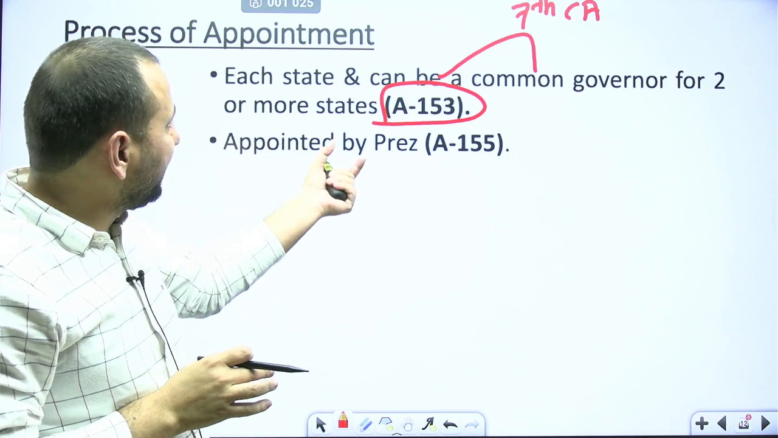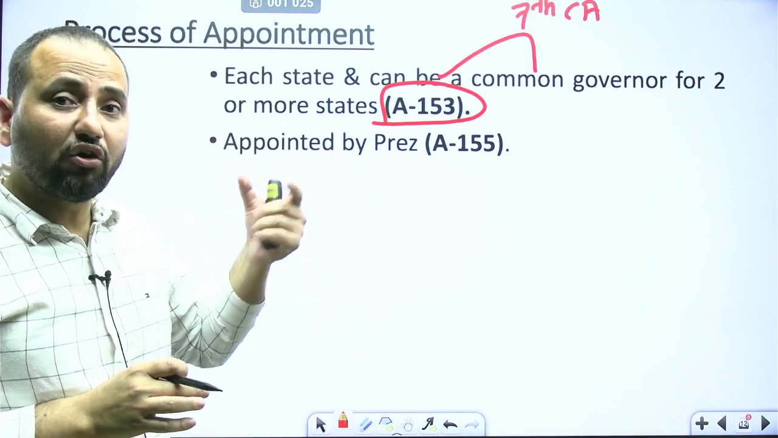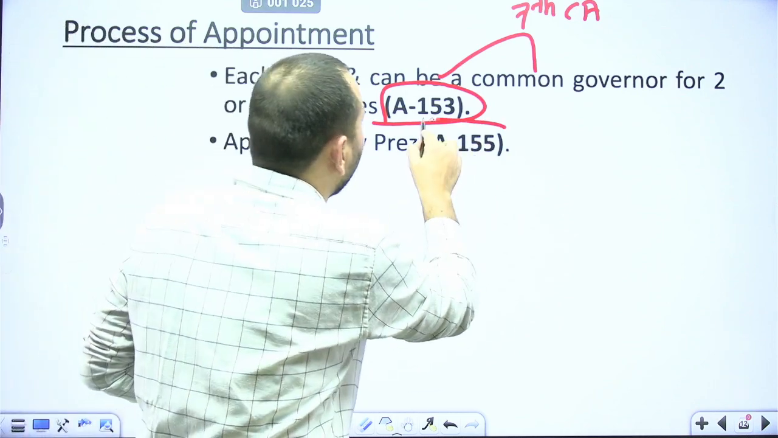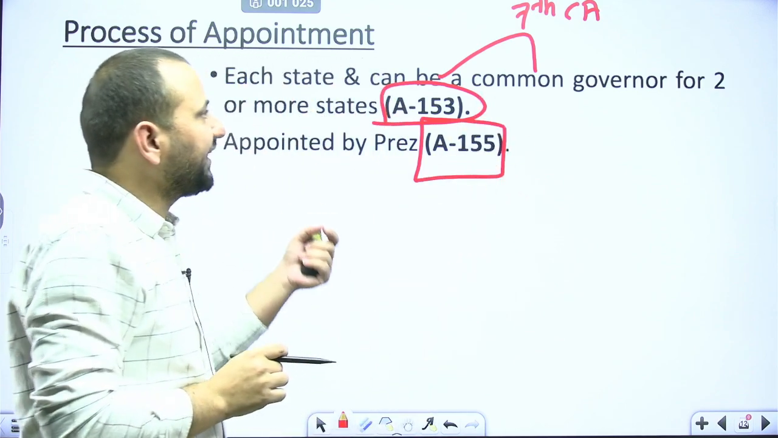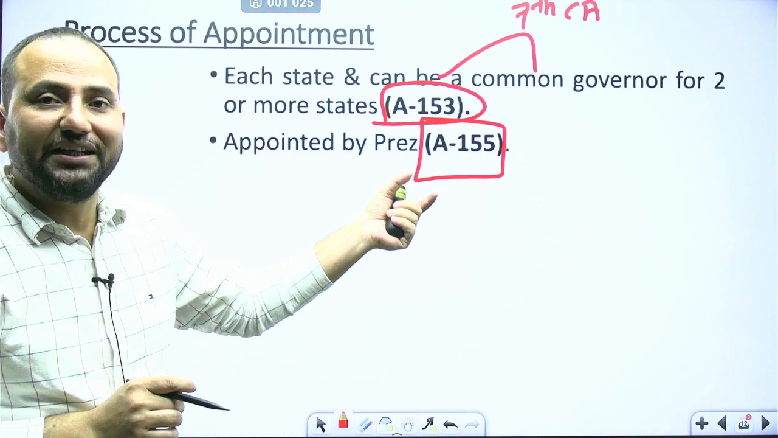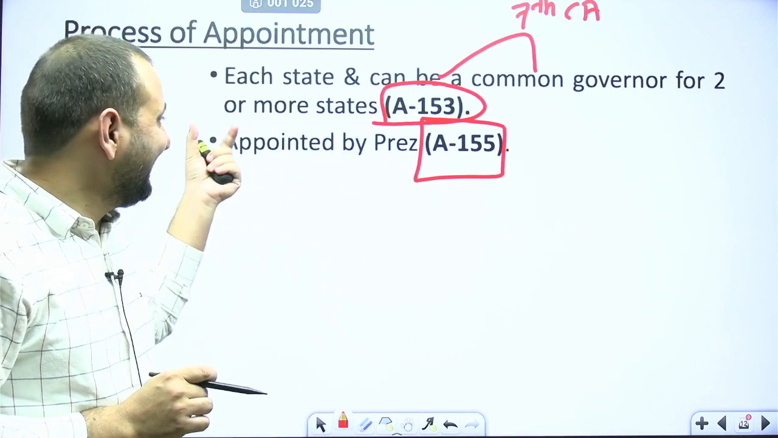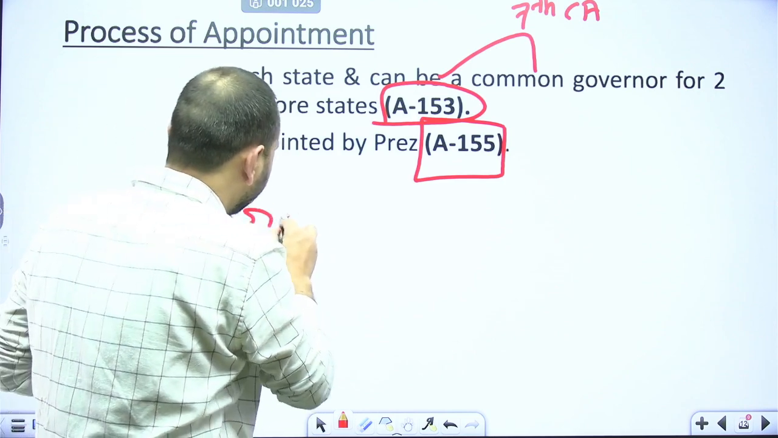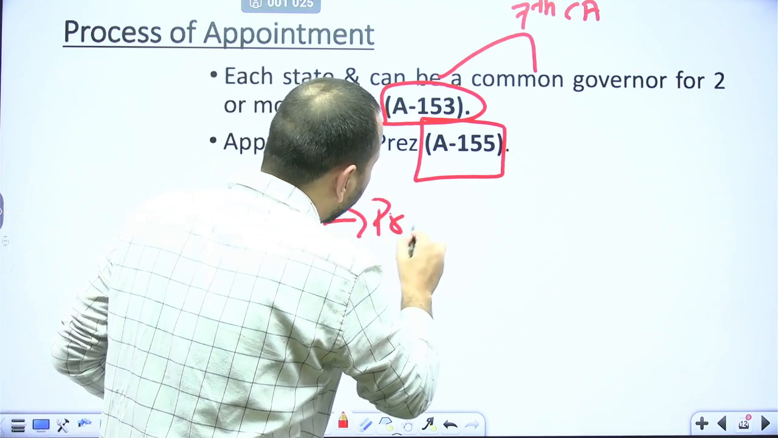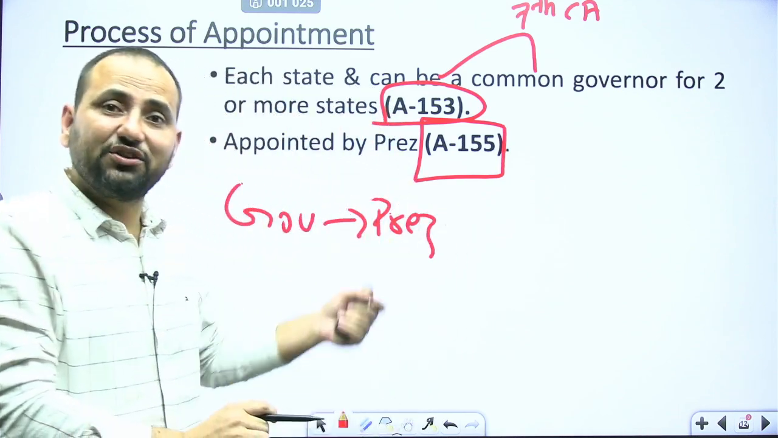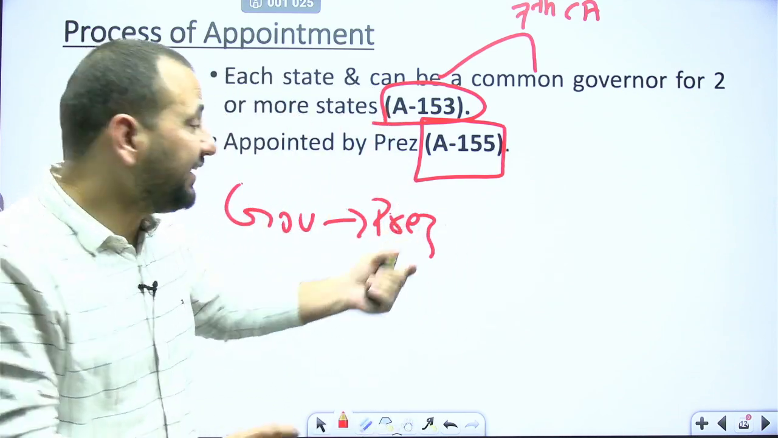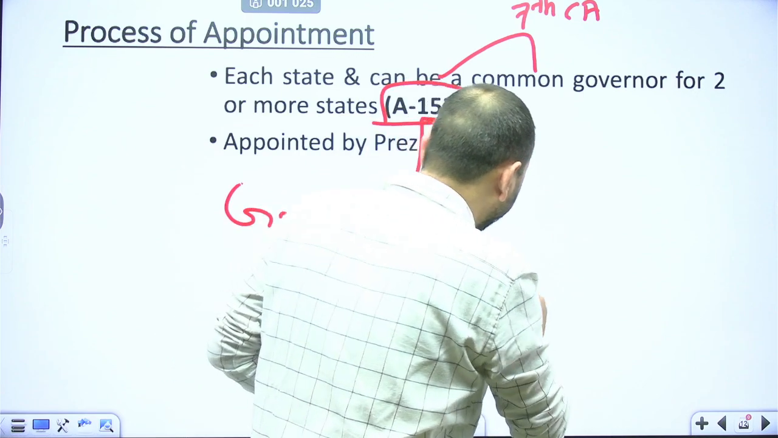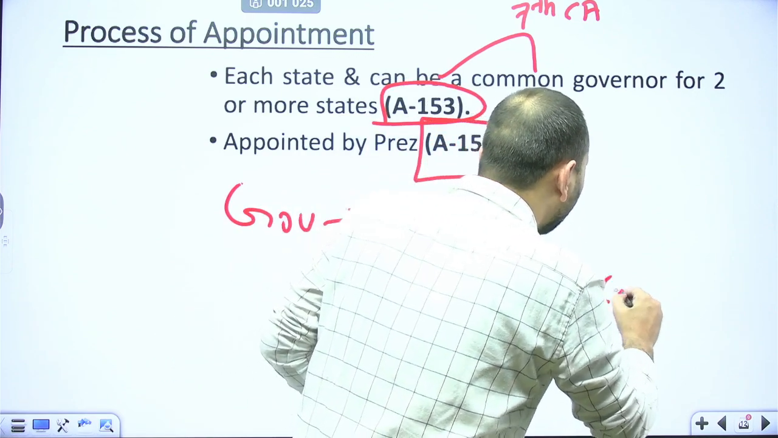Along with Article 153, we also need to understand Article 155 of the Indian Constitution. It specifies that the governor is appointed by the president. But do you know, practically it is not in the hands of the president. Practically it is in the hands of the prime minister and the council of ministers.